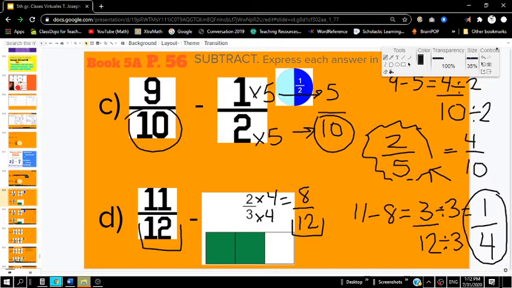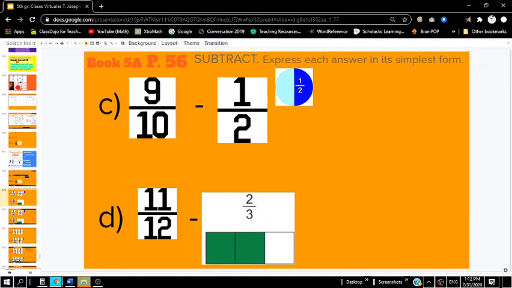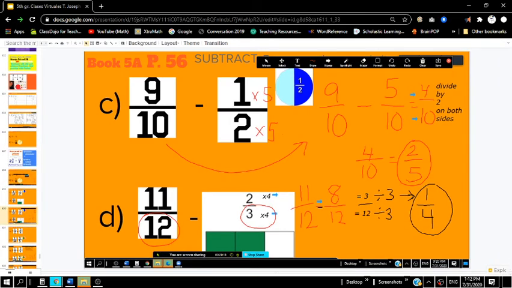All right, boys and girls, please check those answers to make sure that they're okay. Again, I have the problems right here. These are the problems that we did in class. Make sure you divide both the numerator and the denominator by the same number in order to simplify.